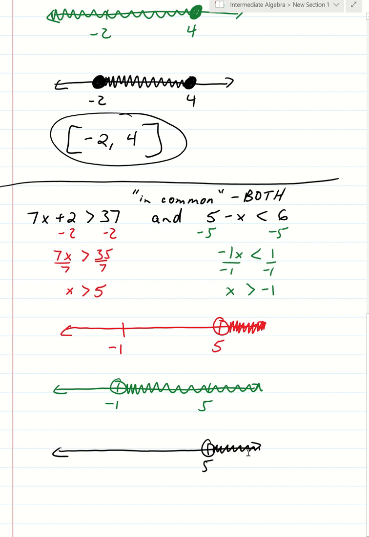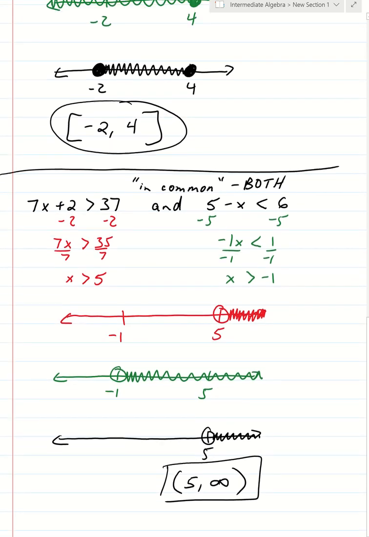So we want to represent this region using interval notation. We are going from 5 to infinity. We're going to have a parenthesis around the 5 as well as around the infinity symbol, and that would be your solution to that and compound inequality. Okay?